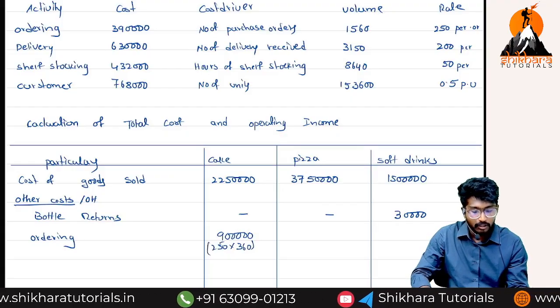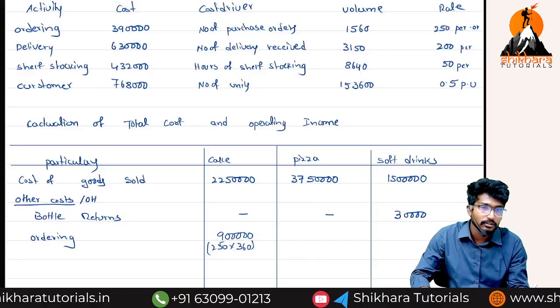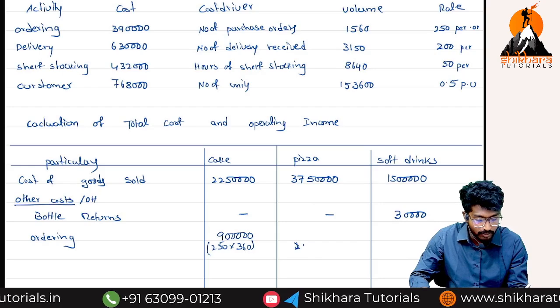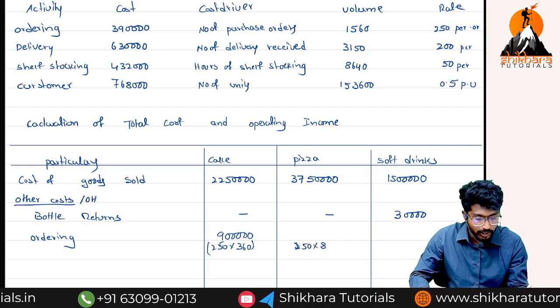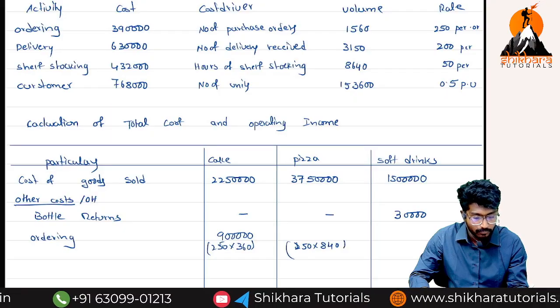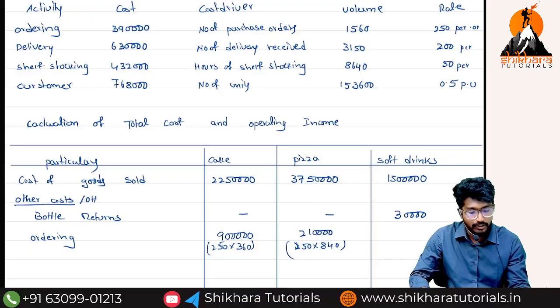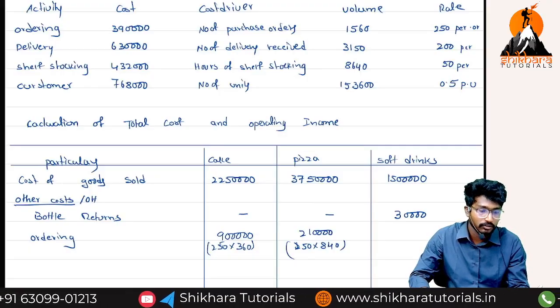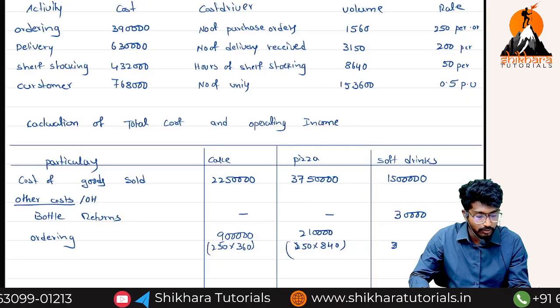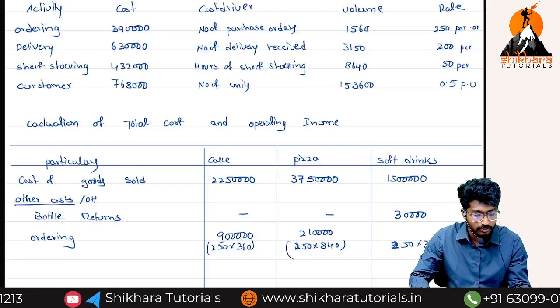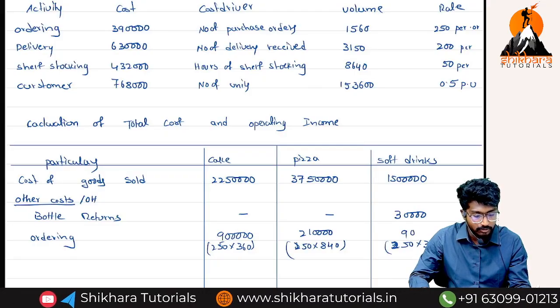Next, pizza consumed how many orders? 840. 250 into 840. How much? 2 lakhs 10,000. Next, soft drink 360. 250 into 360, 90,000.